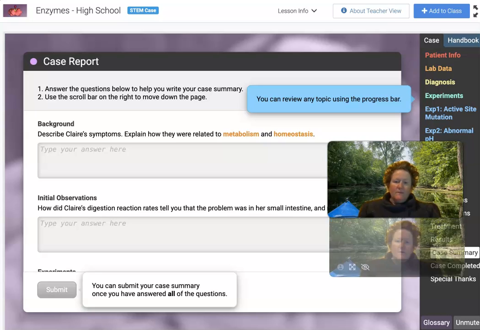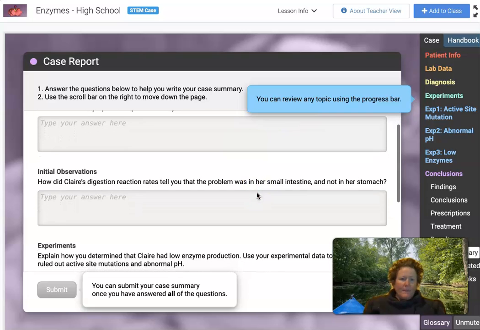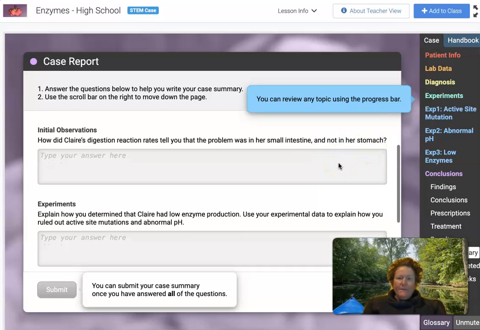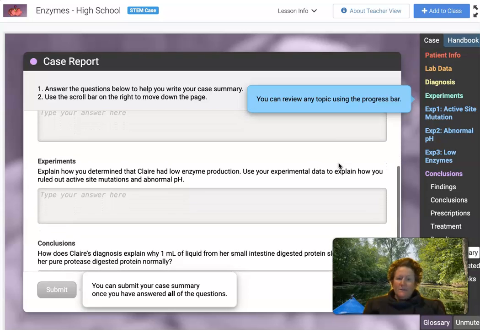And so now it's time for you to do your case summary. Describe Claire's symptoms, explain how they were related to metabolism and homeostasis. How did Claire's digestion rates tell you that the problem was in her small intestines and not in her stomach? Well, we tested her stomach pH and her stomach enzymes, and it was all fine.